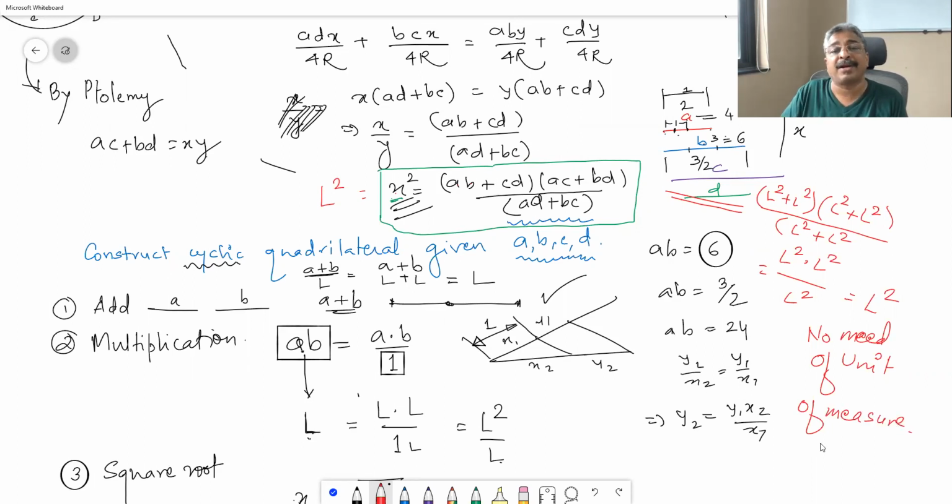Have you understood what I am trying to say? If you try to perform any algebra using geometry, if you are searching for a segment, it will have unit of measure length in the LHS. But if it is a product of 2 or a product of 3 segments, then you will require a unit of measure to match the LHS unit of measure with the RHS. You require 1 unit length. That is how it is.